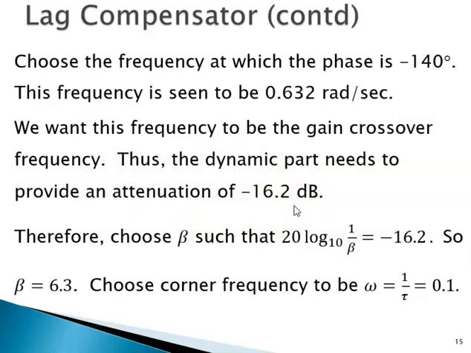Thus, we need to bring the curve down by 16.2 dB, or the dynamic part needs to provide an attenuation of minus 16.2 dB. We already saw this we achieve if we choose beta such that 20 log to the base 10 of 1 over beta is minus 16.2, and beta is 6.3. And we choose the corner frequency to be 0.1. Okay, let us see these on a graph sheet to make things a bit more clear.